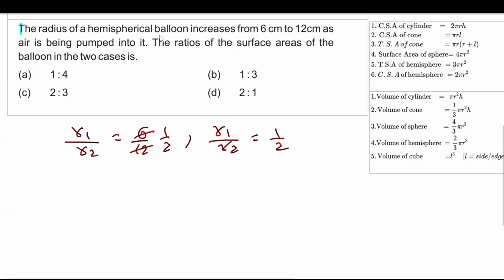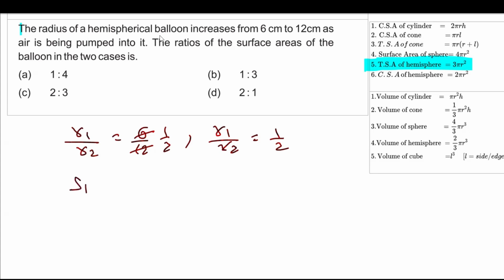Now, what we have to find out is the ratio of their surface area. And for a hemisphere, we are dealing with total surface area. As you know, a balloon has total surface area.